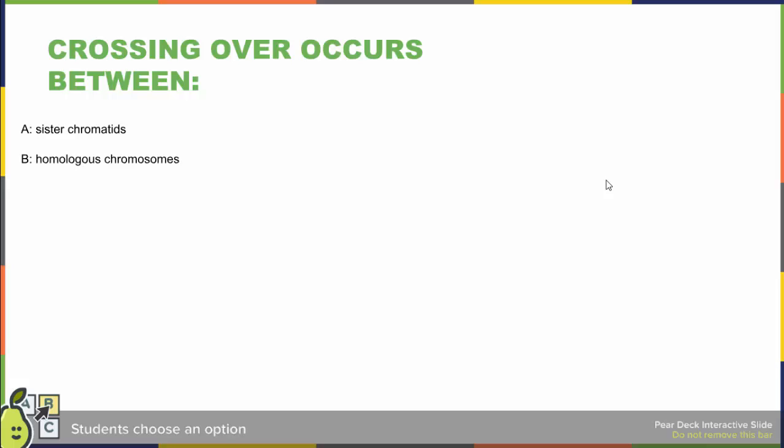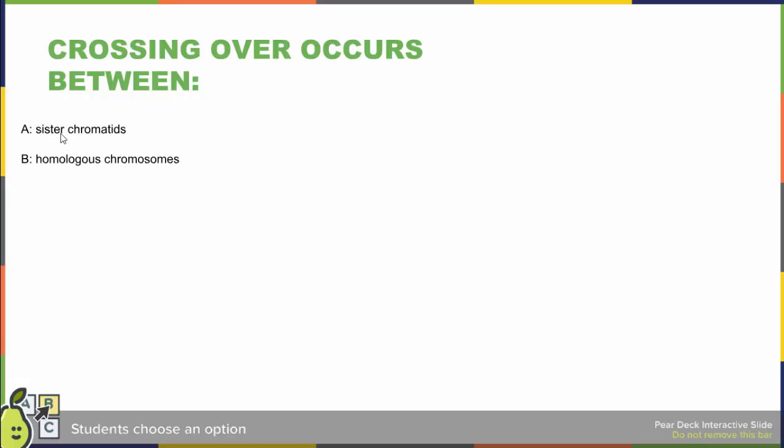Question. So crossing over occurs between: options, A, sister chromatids, B, homologous chromosomes. The answer is B, homologous chromosomes. The sister chromatids are going to be the two identical twin paper-clipped together versions of the same homologous chromosome. So when we cross over, we're swapping red bits and blue bits. Okay, those are the homologous chromosomes.